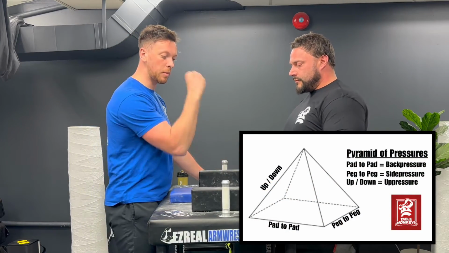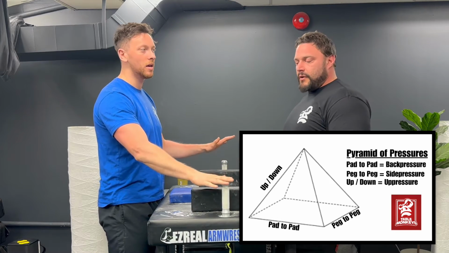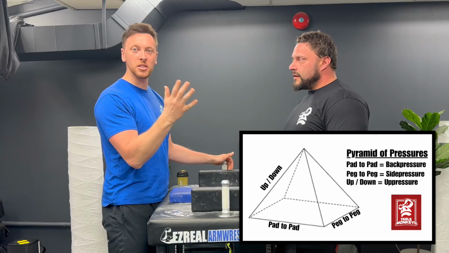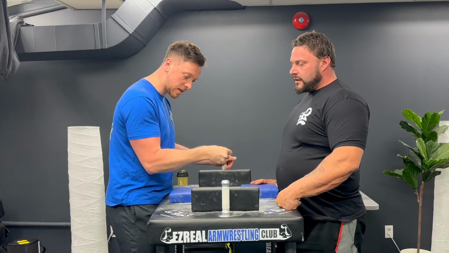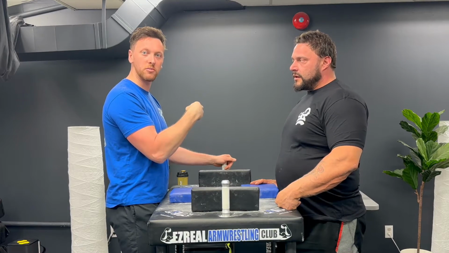If you remember, there are 3 planes: the up-down plane, the pad-to-pad plane, and the peg-to-peg plane. And then there are 6 actions at the wrist as well, right? There's rising, sinking or chopping, pronation, supination, wrist flexion and wrist extension.